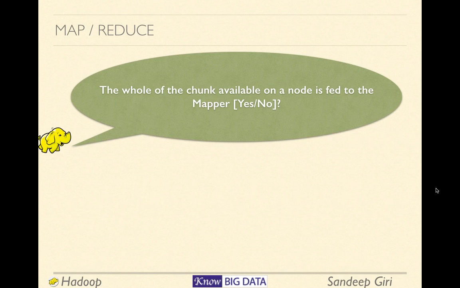Great. Now some more questions. The whole chunk available on a node is fed to the mapper. Yes or no? I'm putting question marks so that I can differentiate which question your answers belong to. So when we talked about HDFS, we talked about the file being split into exact 64 MB size chunks.